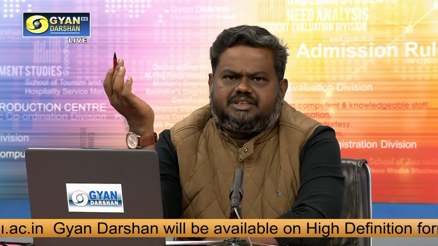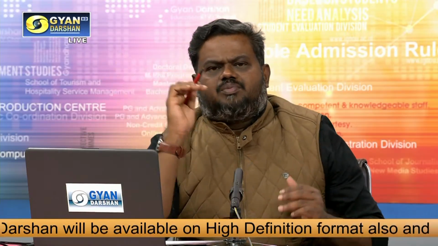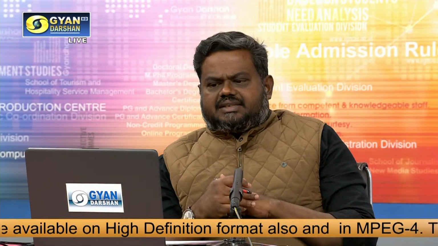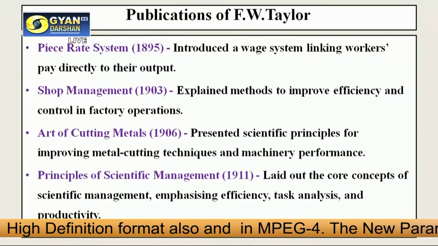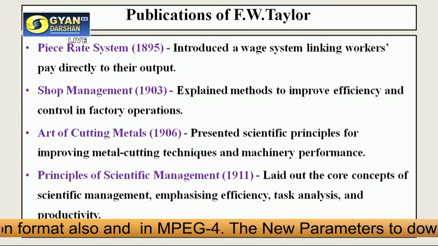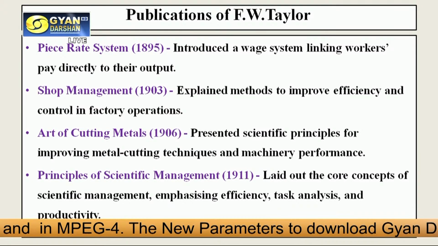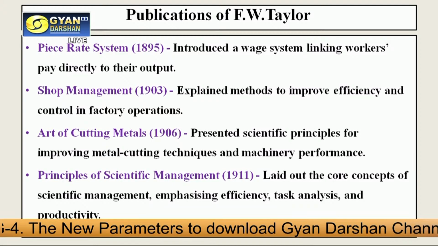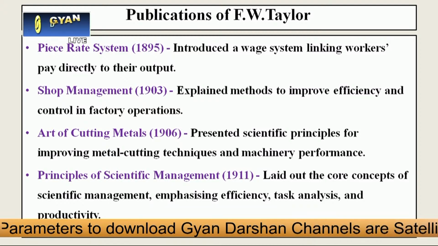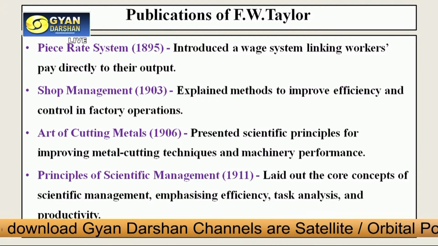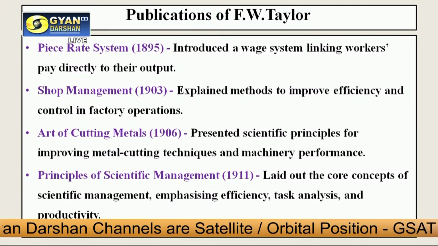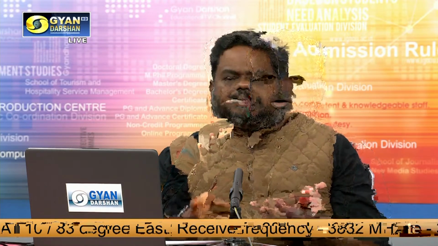Then, coming to the publications, F.W. Taylor published various books and articles. The most important ones are the Piece Rate System in 1895, Shop Management in 1903, The Art of Cutting Metals in 1906, and The Principles of Scientific Management in 1911. These works impacted administrative thought and practice in both industrial and government organizations.